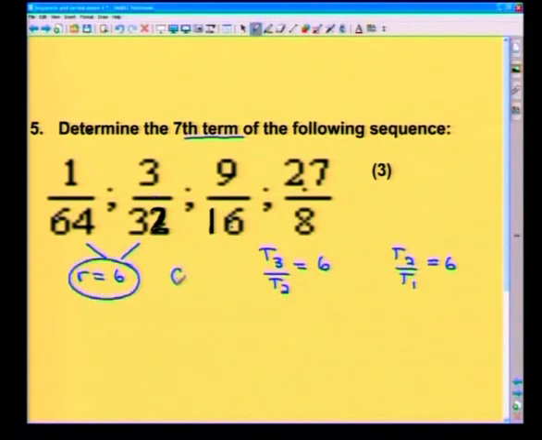So we are dealing with a geometric sequence. Notice how I abbreviate it. I use a G and an S, geometric sequence.